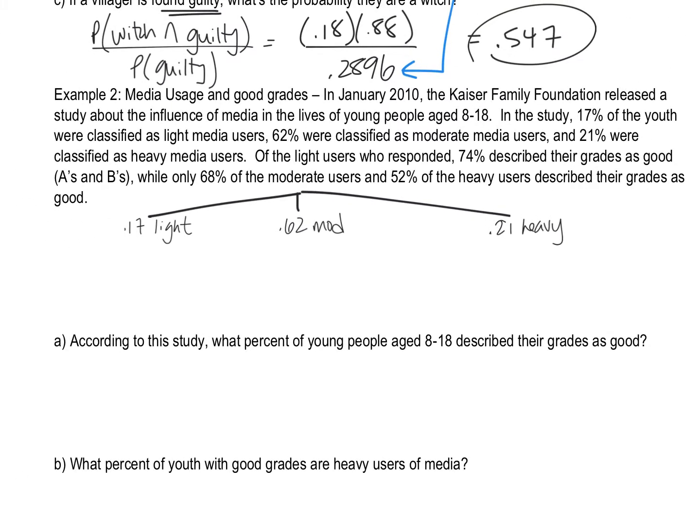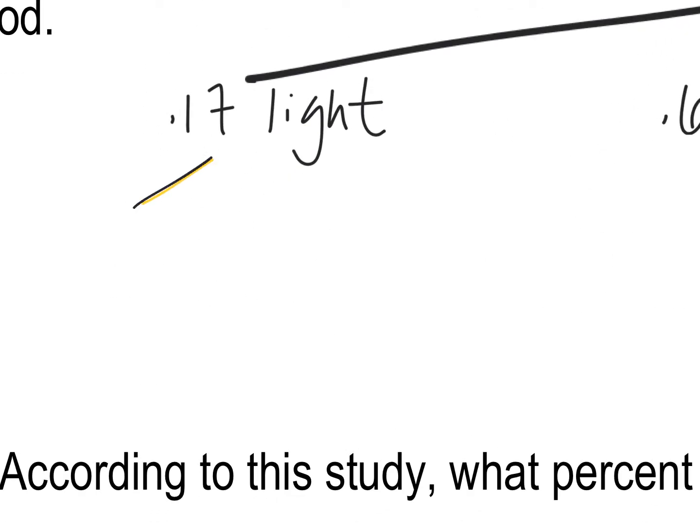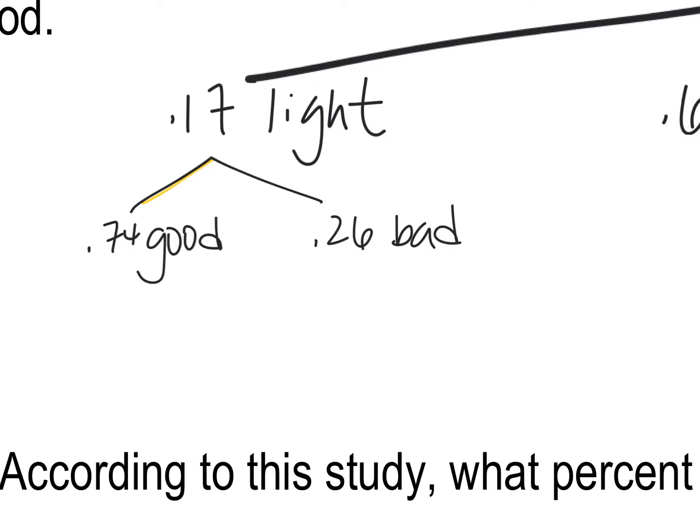Okay, and then of those users, they're reporting like, do they get good grades or not good grades? And so those are the 2 options. Of the light users who responded, 74% say they got good grades, which again, you guys know there's a hidden percentage in there, 26% not good. That's what that means. So good grades is 74, which means the remaining 26 bad grades, aka not good grades.